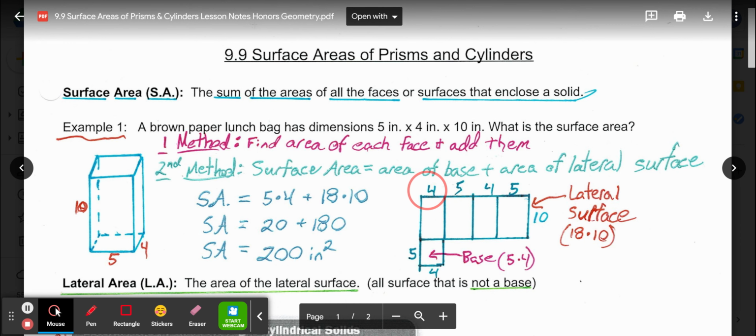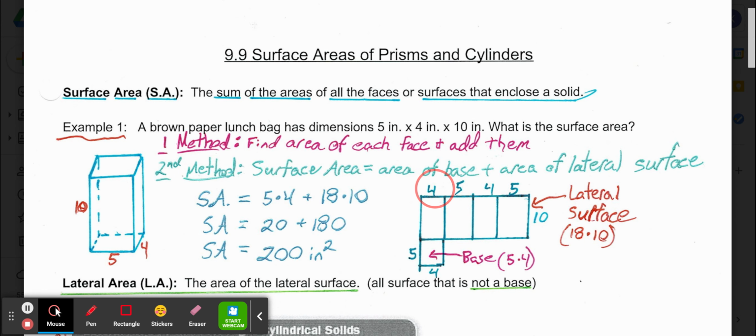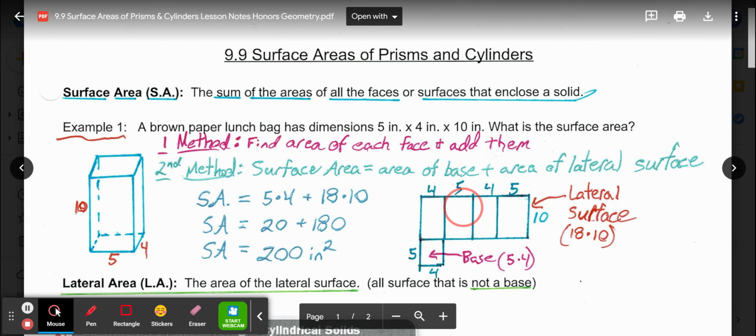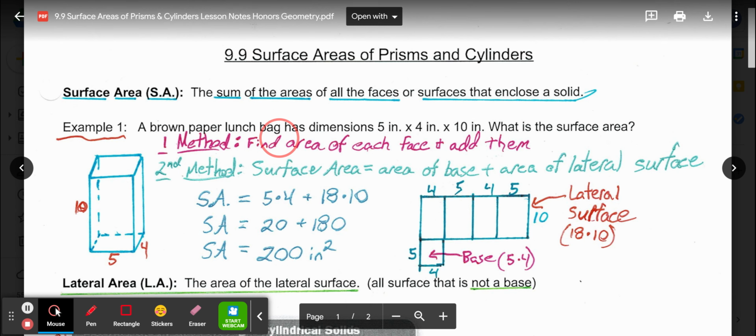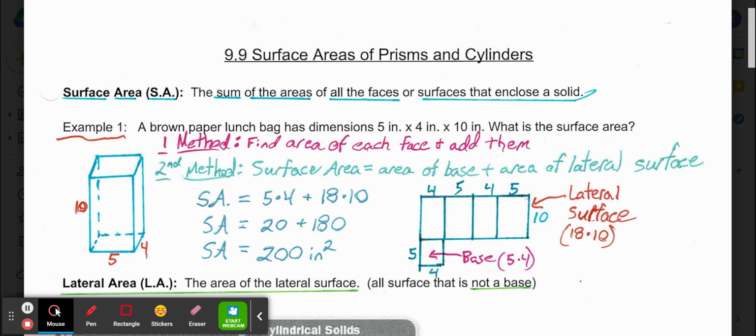Our lateral surface is made up of the 4 vertical rectangles here, the left, the right, the front, the back. So they have a length combined of the 4 plus the 5 plus the 4 plus the 5 when we unfold it, and they would have the height of 10. That gives us a large rectangle for our lateral surface that's 18 by 10. So our surface area is the area of the base, 5 by 4, plus our lateral surface, 18 by 10. That's 20 plus 180, or 200 square inches. And if you use the first method, you would also arrive at 200 square inches.